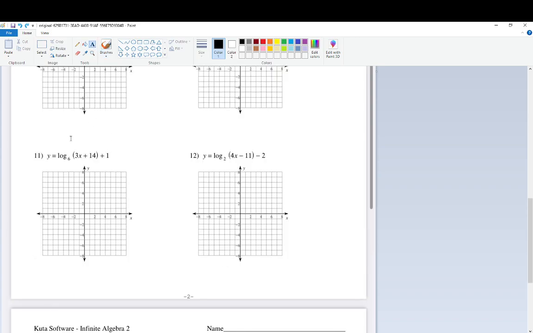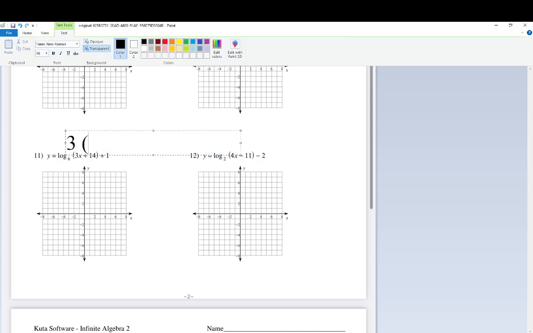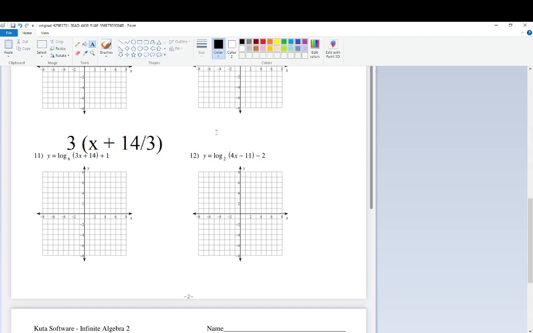So this one we have to factor out a 3. Fortunately, there's no minuses here, which makes our life easy. Plus 14 over 3. That means I have to divide all my x values by 3 and then subtract 14 over 3.